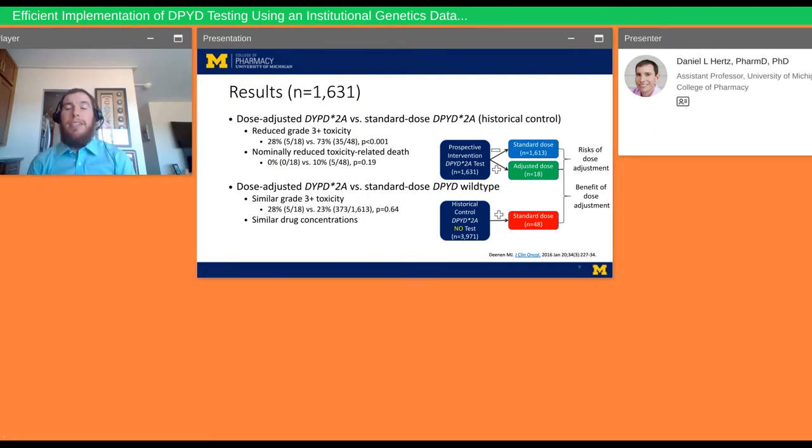Again, there were also some secondary analyses to look at the risks of dose adjustment. Specifically, the grade 3 plus toxicity in our *2A carriers who received adjusted dosing was compared with the grade 3 plus toxicity in our non-carriers, so our wild-type patients who received standard dosing. And you can see a normalization of toxicity of about 25% in each group. There was also a normalization of drug concentrations, indicating that these patients should have normalized efficacy as well, although that was not an analysis done in this publication. Finally, in their economic analysis, they estimated that DPYD screening prior to treatment saves about $60 per patient.